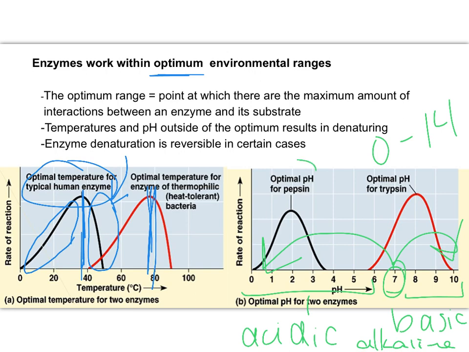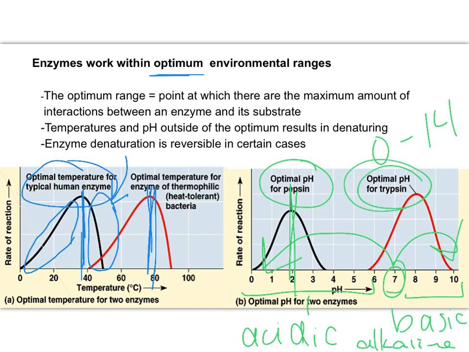You can see this one on the left here, the black one, the optimal pH for pepsin. Pepsin is an enzyme that we find in our stomach. And because we have hydrochloric acid in our stomach, it makes sense that it works at this very low pH because it's in the presence of an acid.